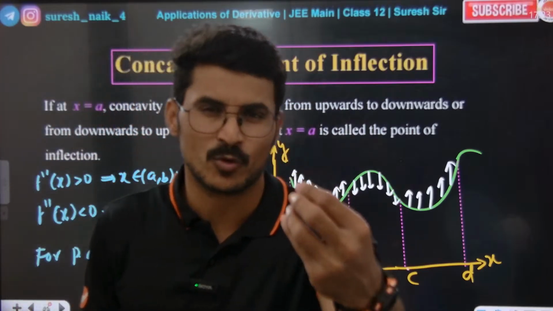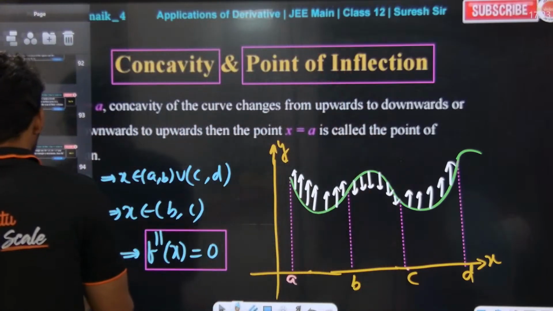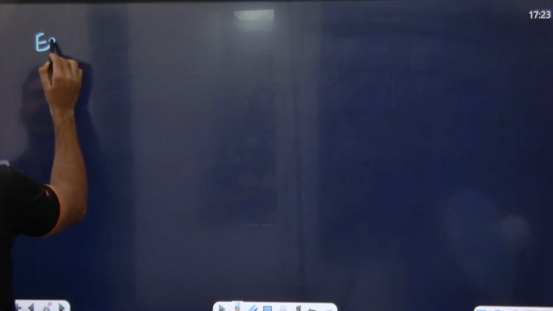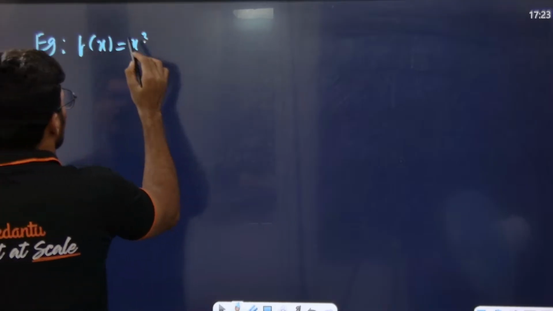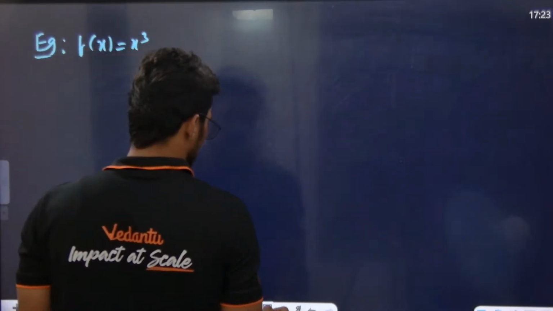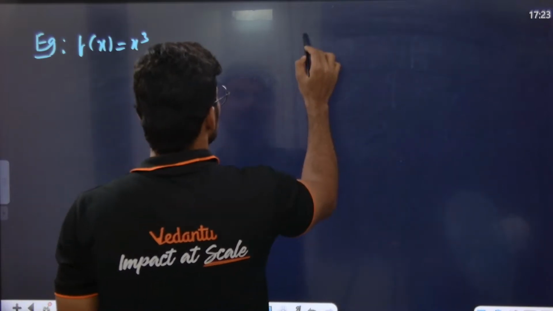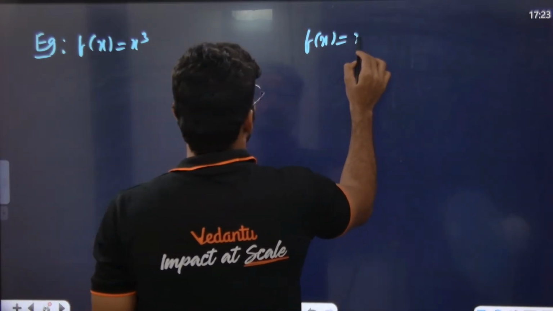Sir, give a small example. I'll give a small example, you will understand beautifully. Let me talk about one example, any example. Let me say f of x is equal to x cubed. Now one more example: let me talk about f of x is equal to x to the power of 4 as well.